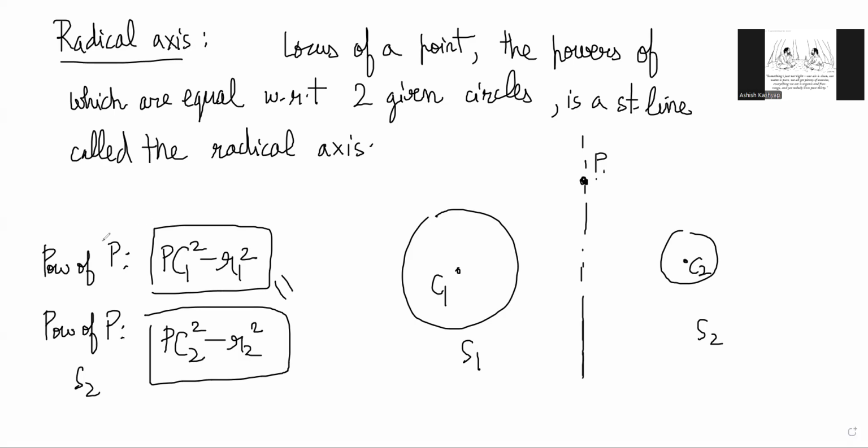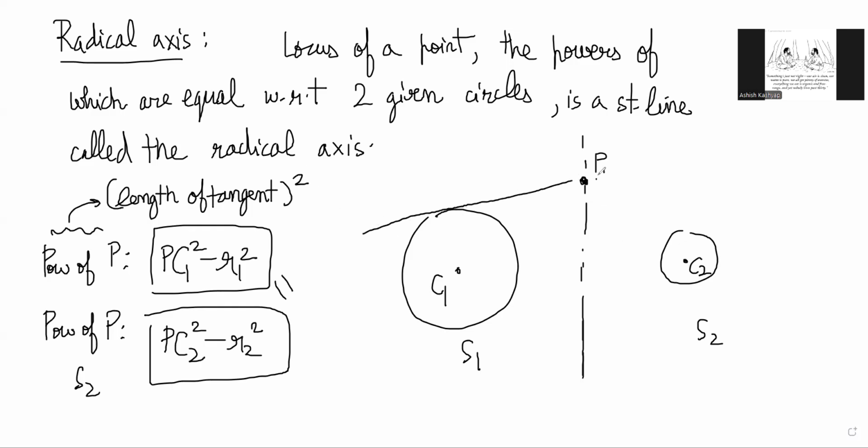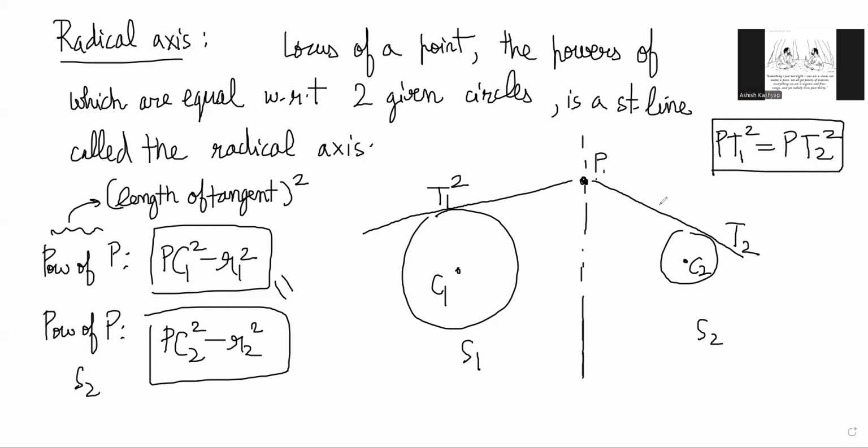And if you recall, we know that power of a point P is equal to length of tangent square from P to the circle, length of tangent square. So basically radical axis is power of point P is also PT square, right? PT1 square. And similarly, you can draw a tangent from here, which is PT2 square. So basically PT1 square is equal to PT2 square, locus of P such that that happens. Basically, radical axis is the point from which you can draw equal tangents to both the given circles. Locus of the points from where equal length tangents can be drawn to both the given circles is going to be your radical axis, right?